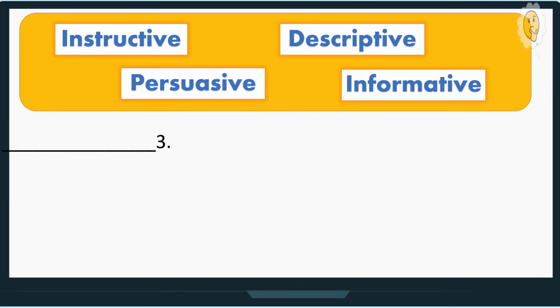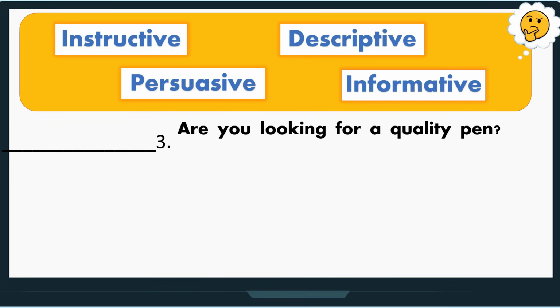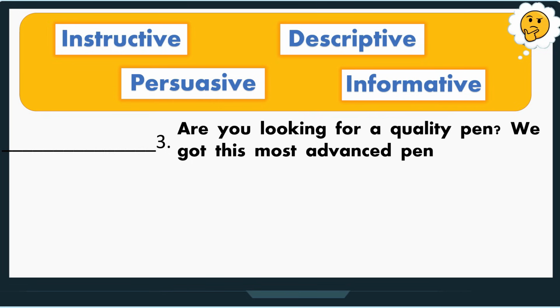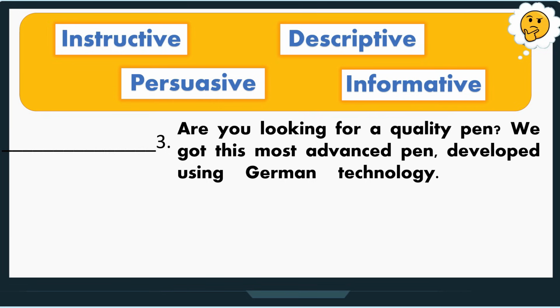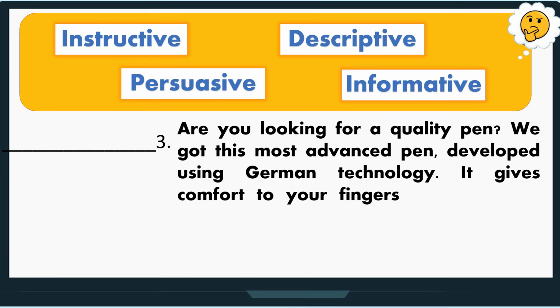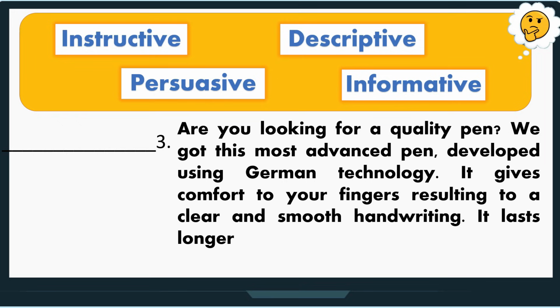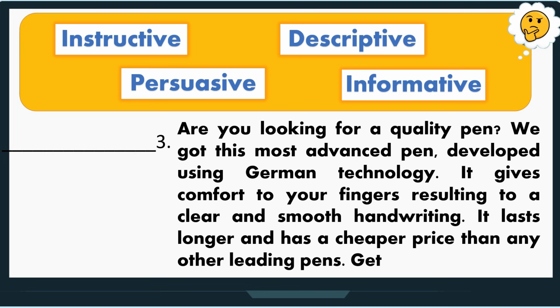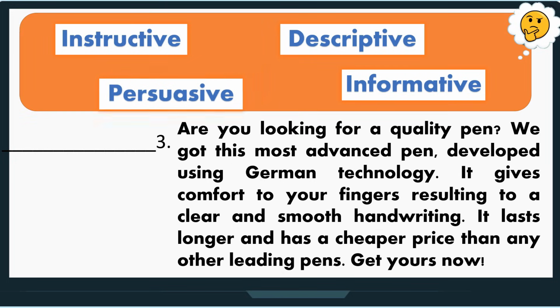Number 3. Are you looking for a quality pen? We got this most advanced pen, developed using German technology. It gives comfort to your fingers, resulting in a clear and smooth handwriting. It lasts longer and has a cheaper price than any other leading pens. Get yours now. Is it instructive, descriptive, persuasive, or informative? The correct answer is persuasive.